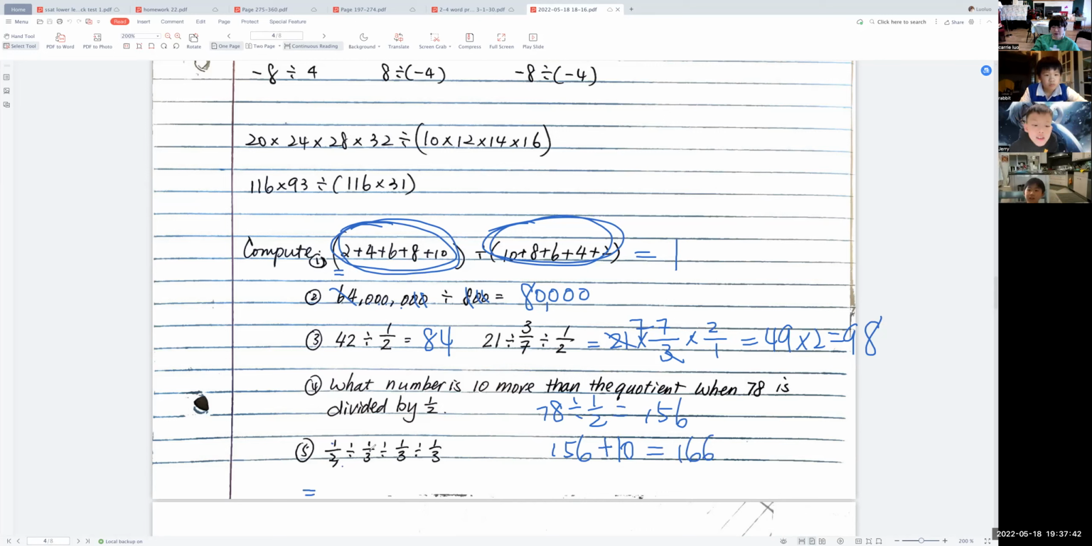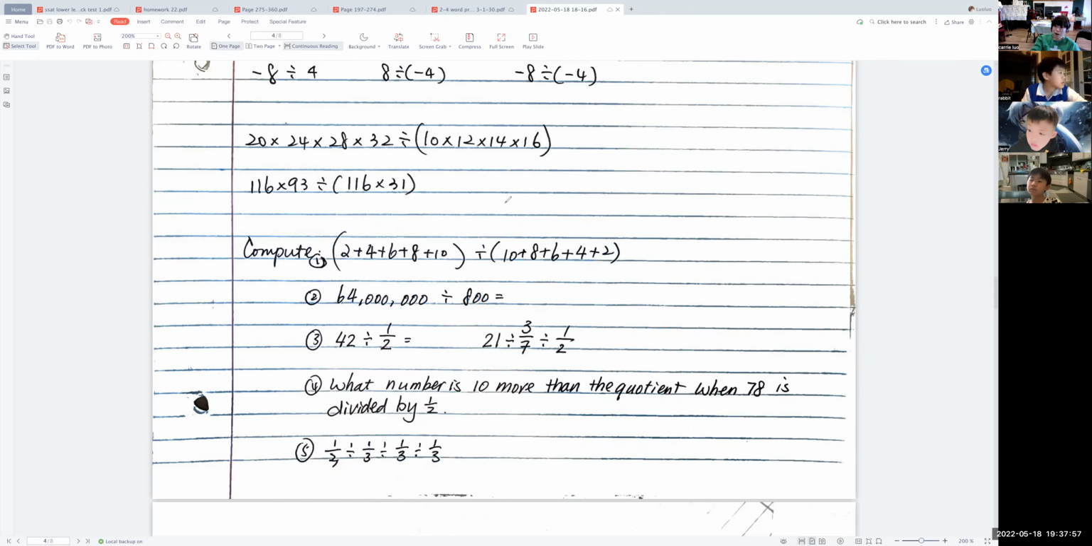Okay, next one. 3 divided by 1 over 3 equals 9, because 1 divided by 1 over 3 equals 3, and 3 divided by 1 over 3 equals 9. Very good. Some kids say this question equals 1, that this equals 1 and this equals 1, so 1 divided by 1 equals 1. But who told you that? When we do questions, we have to go from left to right. Get it, everybody?